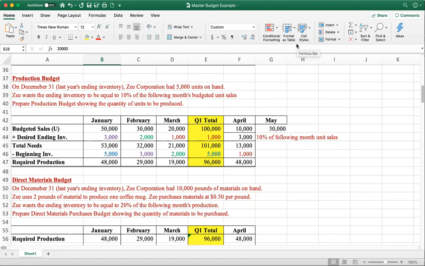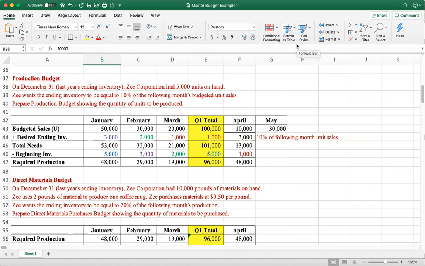Prepare production budget showing the quantity of units to be produced. So how many units are we going to produce? Now, this is driven from the sales budget. How much sales we are budgeting that we are going to have during the upcoming months, in the quarter. If we expect that 100,000 units are going to be sold during a certain month, or during a certain quarter, or during a certain year, our production should be based on those 100,000 units that we are budgeting to be sold.